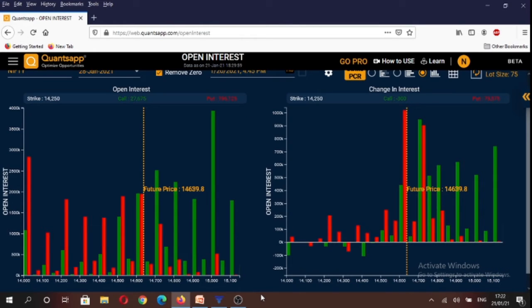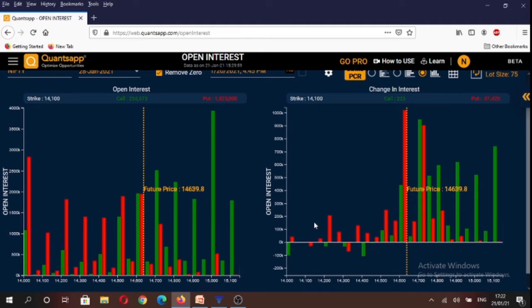If we analyze the options open interest data for 28th January, we will see that overall, broadly speaking, highest amount of open interest is at 15,000 strike in calls, and highest amount of open interest in puts is at 14,000 strike. So it is a broad range of 14,000 to 15,000 for the overall monthly expiry range.